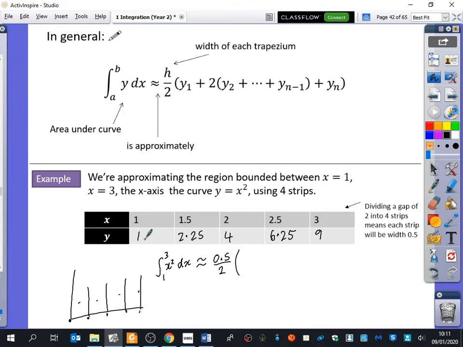Then we're going to have the first and the last one. Instead of writing the last one at the end, I just always do the first and the last one to begin with, plus 2 lots of the middle ones. So you get 2 lots of 2.25 plus 4 plus 6.25, close off the brackets, and we get what the area is approximately equal to. So that then just requires you to do all of this in your calculator. So what have I got here? That's 0.25 multiplied by 10 plus 2 times 2.25 plus 4 plus 6.25.